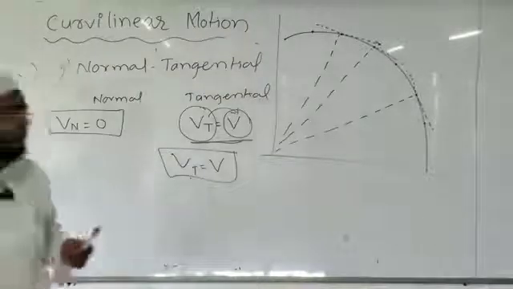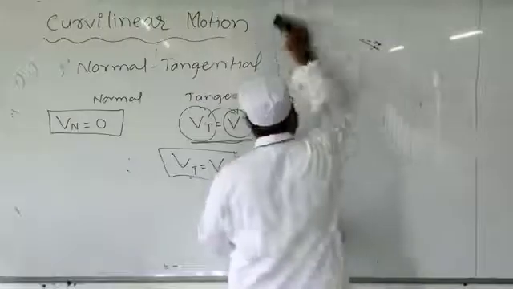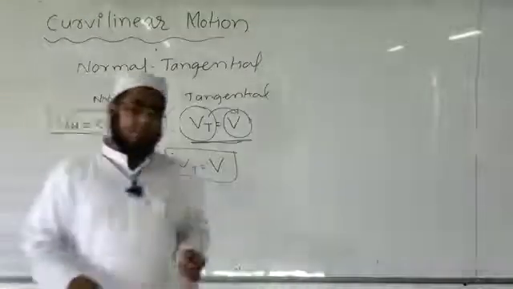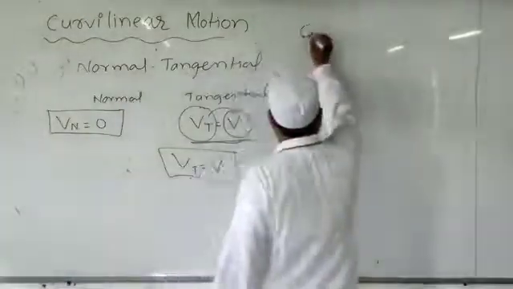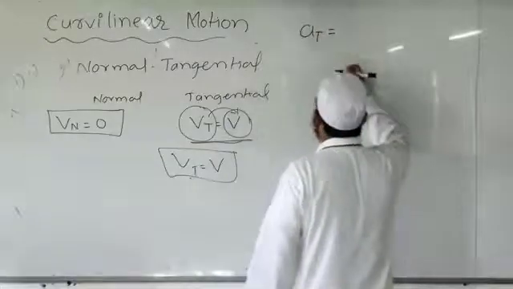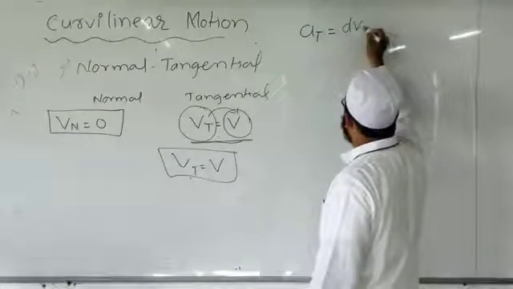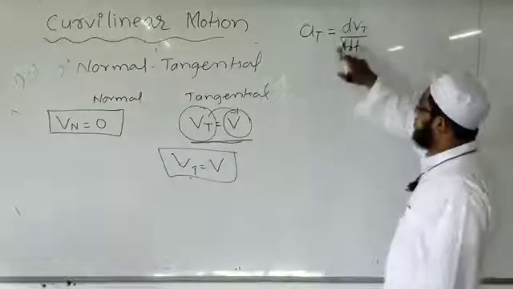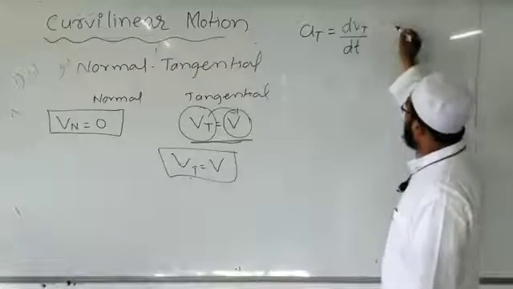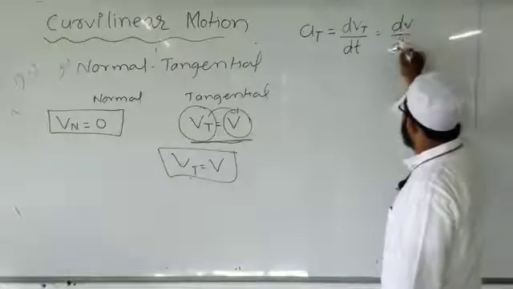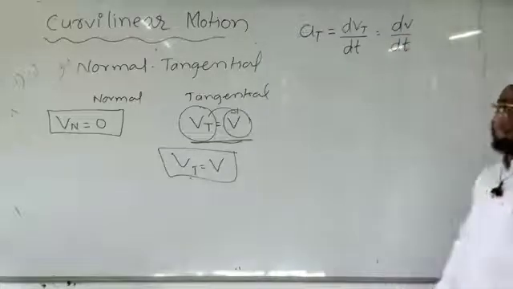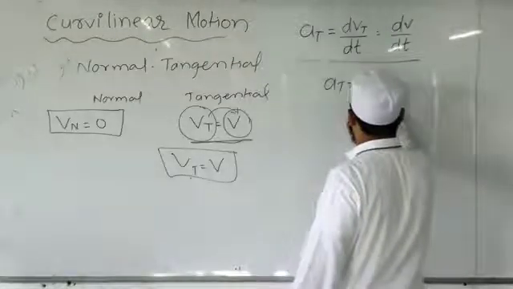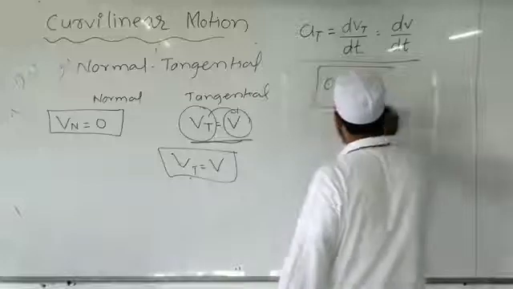Same, if we go for the acceleration, we know that the acceleration of the particle is the rate of change of velocity. Therefore, if I want to find the tangential acceleration at, then it must be equal to the differentiation of tangential velocity, dv by dt. But this tangential velocity is velocity itself. Therefore, at is dv by dt. It is a very important formula for finding tangential acceleration.